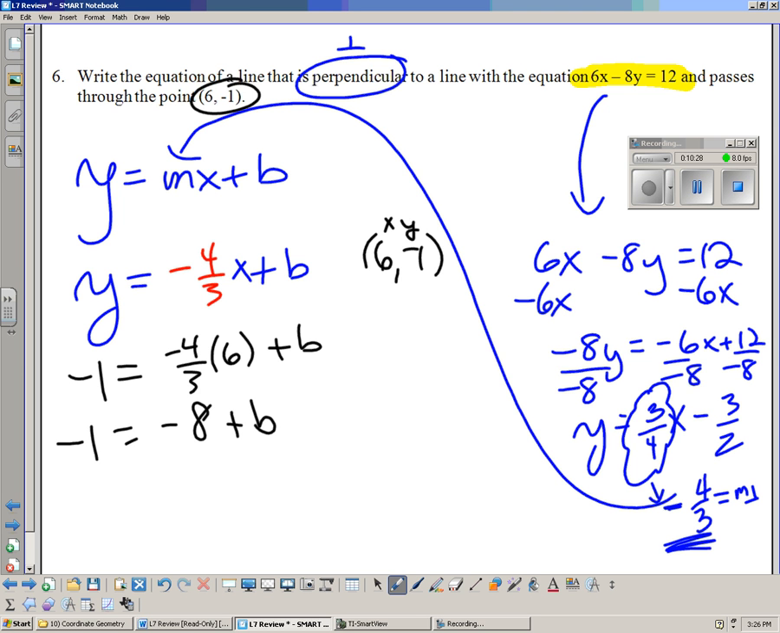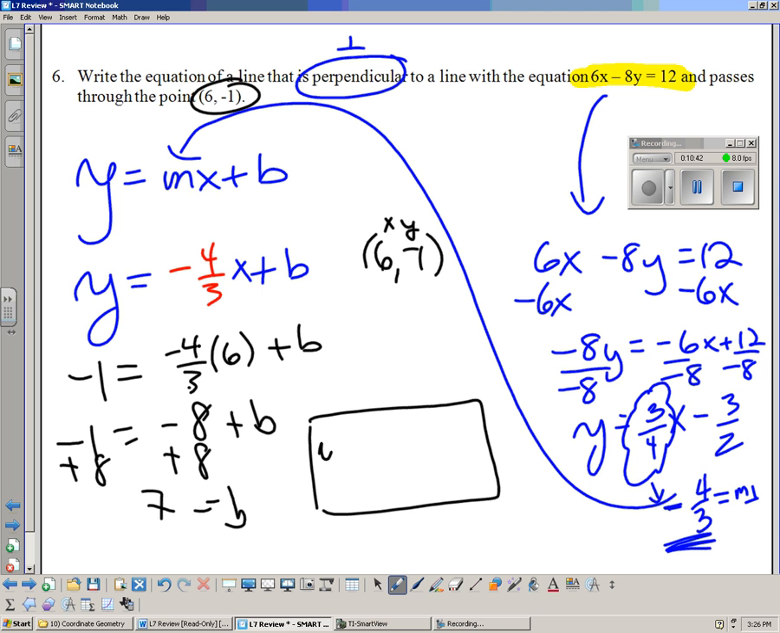If you want to do that real quick, 6 divided by 3 is 2. 2 times -4 is -8. Or do -4 times 6, which is -24, divided by 3, which is -8. Adding 8 to both sides, b is 7. So now I have to wrap up my final package here, which is y equals -4/3 x plus 7.